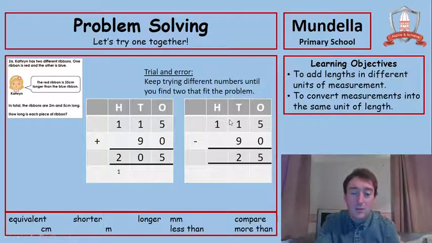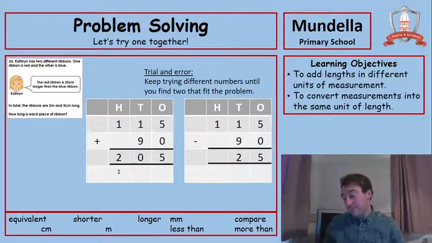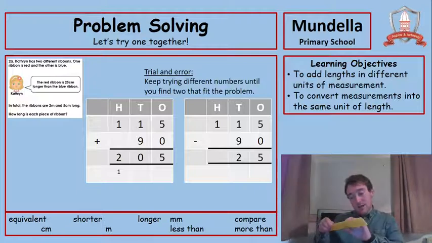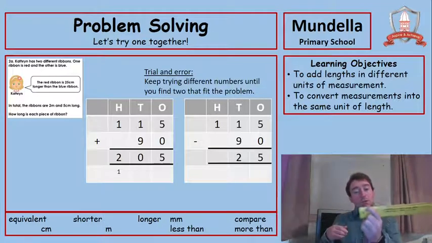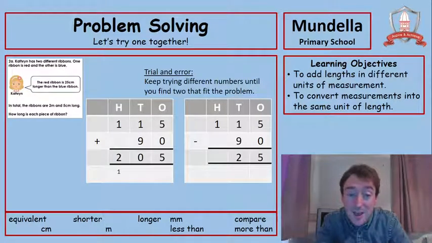Okay? So that 1 will go into here. It will actually become 11 take away 9. Yeah? And what is 11 take away 9? 11 take away 9 leaves us with 2. So I put that 2 in there, and it gave me 25 centimetres, which was the answer.